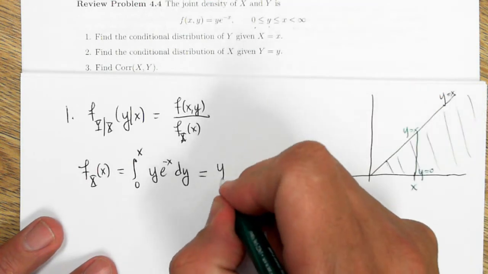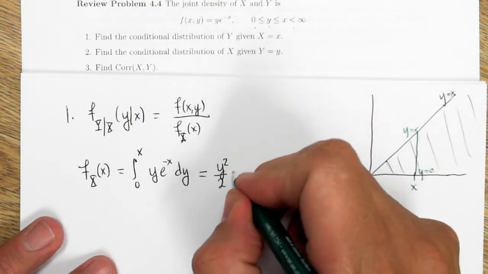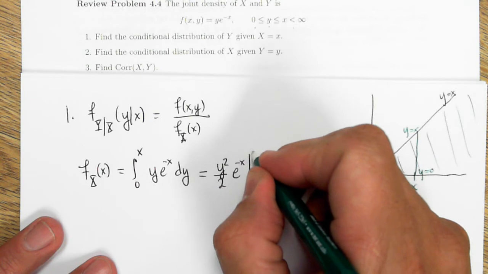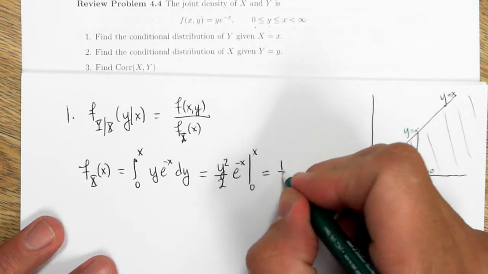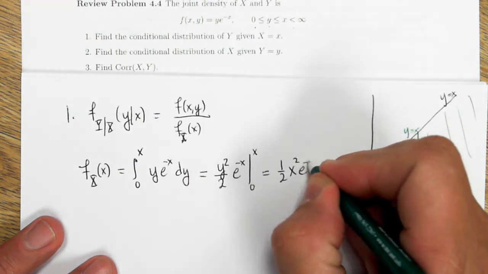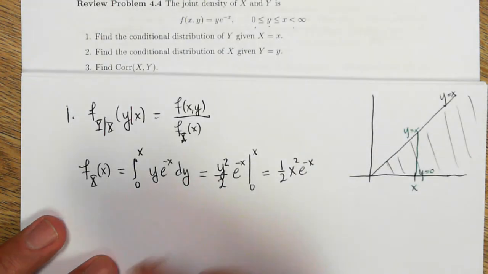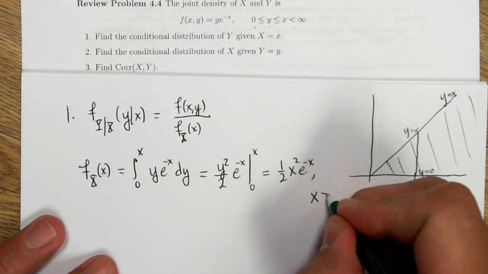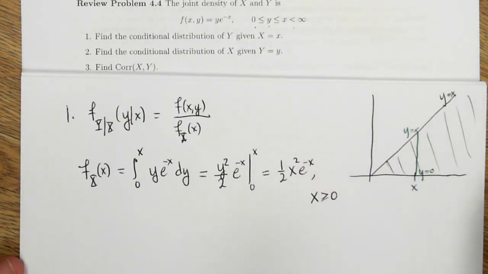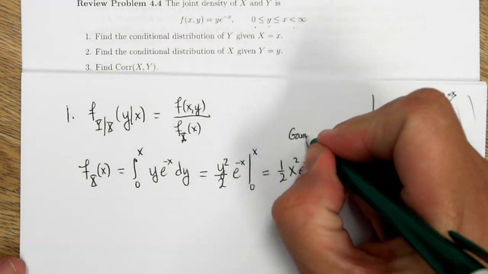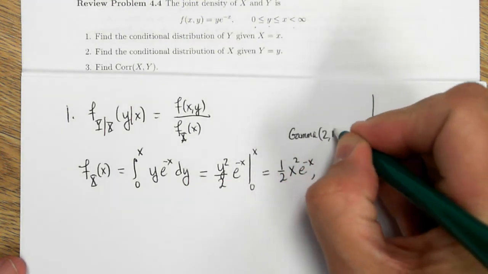Doing the integral, we get y squared over 2 times e to the minus x, evaluated from y equals x to y equals 0. Plugging in, we get 1/2 x squared times e to the minus x. That will be the marginal density for x, assuming that x is greater than or equal to 0. And you might recognize this: it is the gamma distribution with parameters 3 and 1.